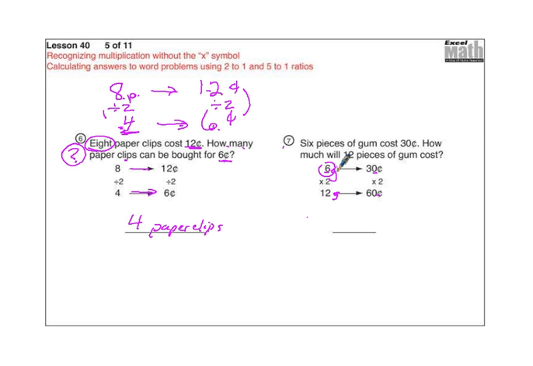So we have 6 gum, 30 cents, 12 gum for what? We don't know what that is at first. And then what we do is we find out that to go from 6 to 12, we're going to multiply by 2. So to go from 30 to 60, we also have to multiply by 2. That 60 wasn't there when the problem was first written. When we start, we just do 30 times 2, get the 60 cents, and that is our solution.